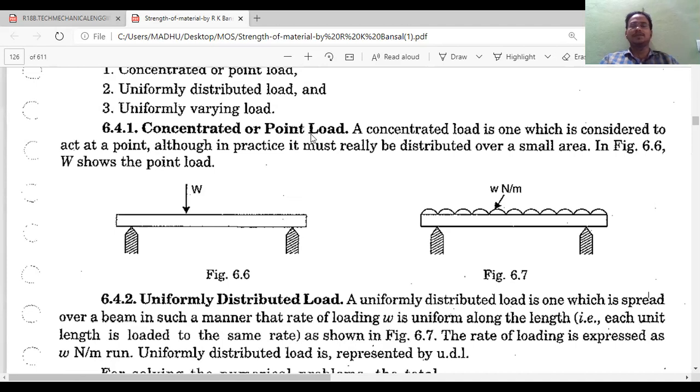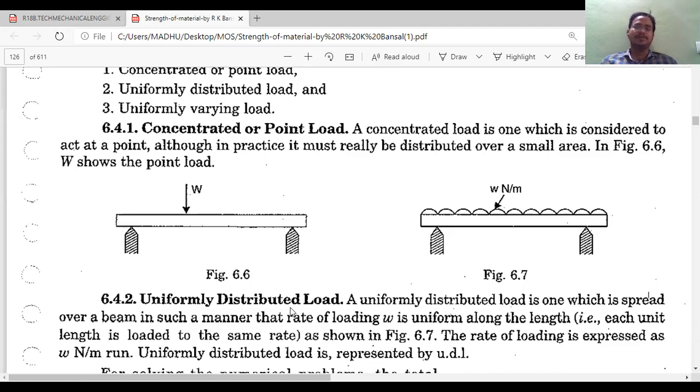Now, concentrated or point load. A concentrated load is one which is considered to act at a point. A load or a force which is acting at a point is known as a concentrated or point load. See here, although in practice it must really be distributed over a small area, we say that it is a point load acting over a point. But in real practice, it acts over a small area. Then that is called a point load.